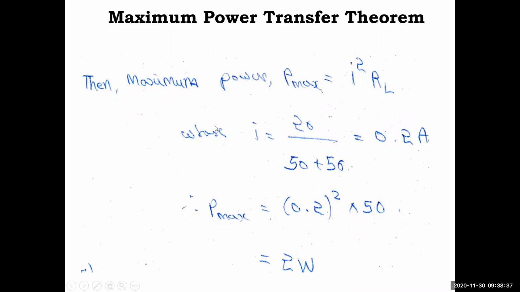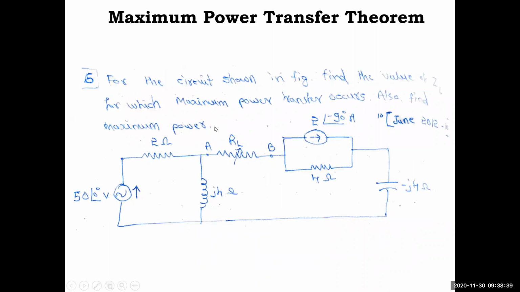So note down the question. For the circuit shown in figure, find the value of ZL for which maximum power transfer occurs. Also find the maximum power. Rarely are problems asked here. Thevenin's, Norton's, superposition, they will ask lots of problems. Maximum power transfer is an important question which is asked in exams, that's why I take it. So this is the question we have.